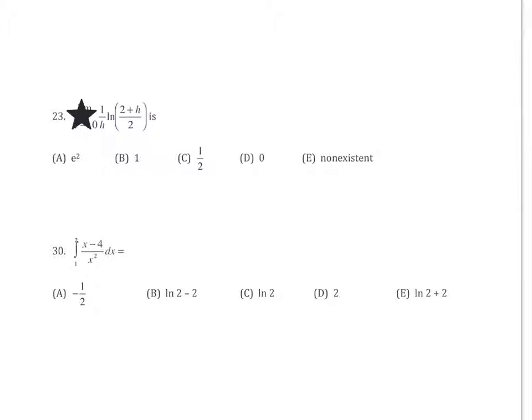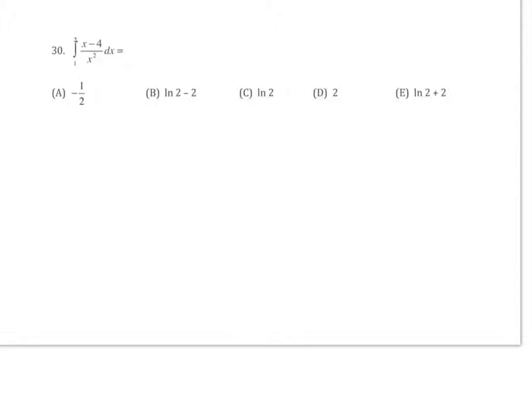And I think we have one more to do here. Number 30. So trying to integrate this, nothing straightforward happens if you let your u be the denominator. It doesn't work very quickly. Since you have 2 terms on the top, you can split them up. So you can make this the integral of x over x squared minus the integral of 4 over x squared.